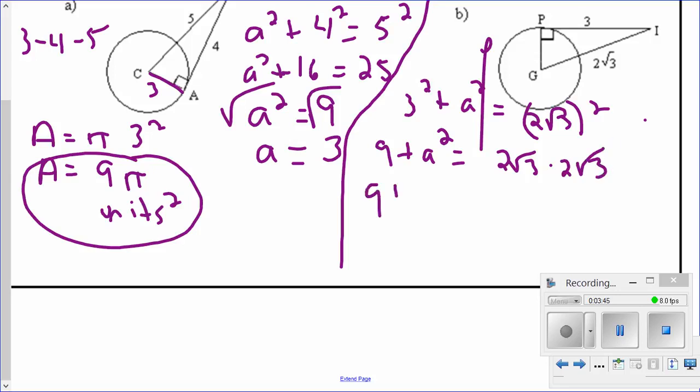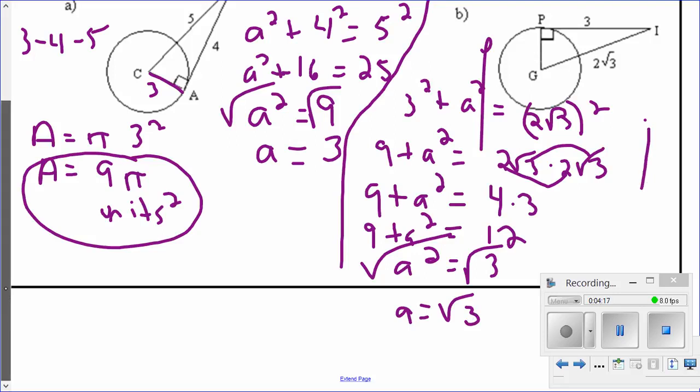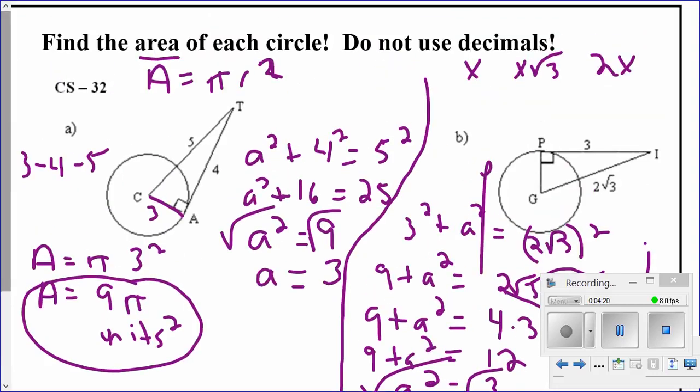So I have 9 plus a squared is equal to 2 times 2 is 4, and root 3 times root 3 is 3. So I have 4 times 3. So 12 is equal to 9 plus a squared. Subtracting 9 from each side gives me a squared is equal to 3. And taking the square root of each side, a is equal to the square root of 3.